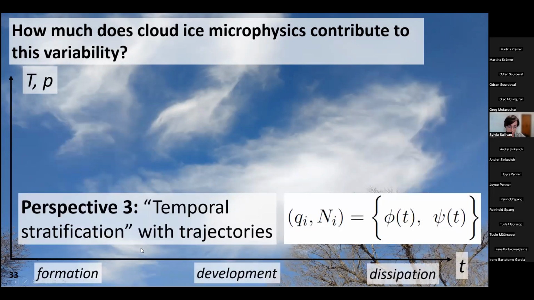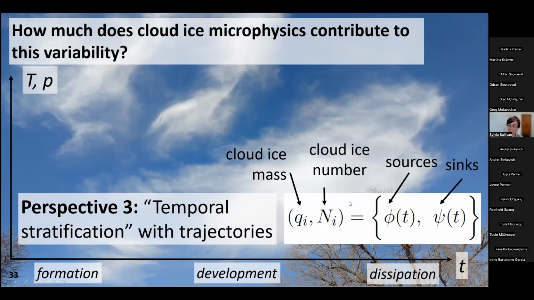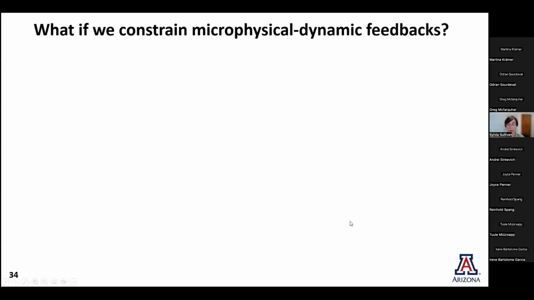So I want to give one more perspective and then I'll wrap up. And that third perspective is a temporal one, where we're going to think about cloud ice mass and number as a function of sources and sinks that are time dependent. The motivation here was to constrain microphysical dynamic feedbacks. Let me explain what I mean by that.